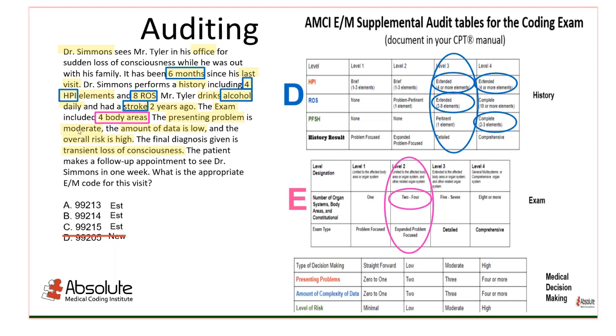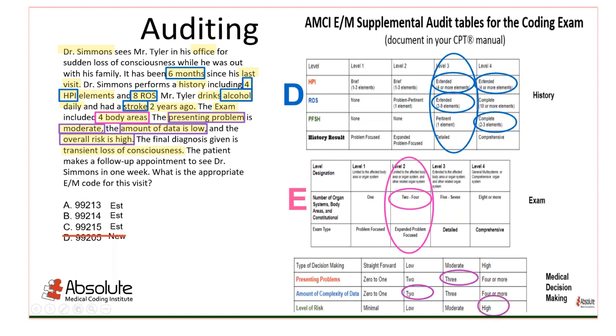So the presenting problem is moderate. So remember, for the MDM, we're looking for presenting problem, amount and complexity of data, and the level of risk. Okay. So the presenting problem is moderate. We're going to go ahead and circle under moderate, okay, for the presenting problem. Amount of data is low, so we're going to go ahead and circle that under the amount and complexity of data. And the overall risk is high, okay?